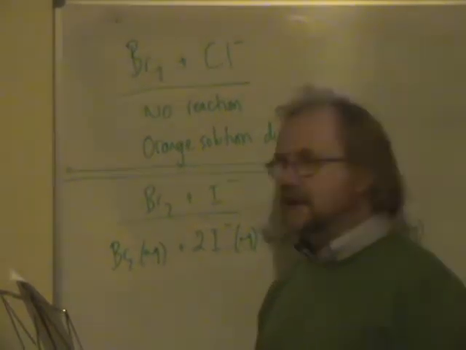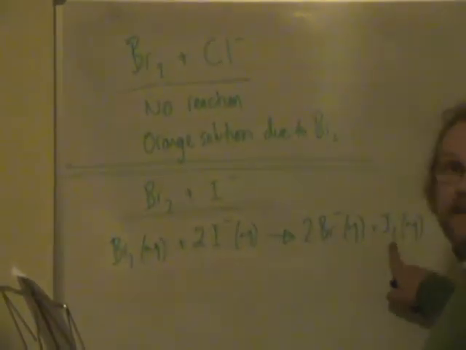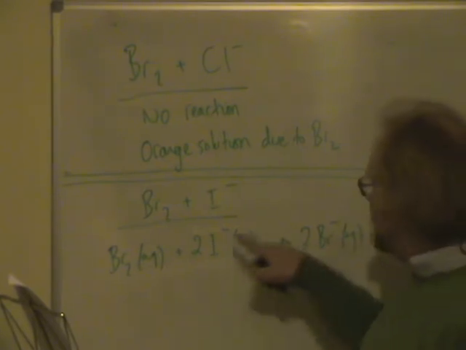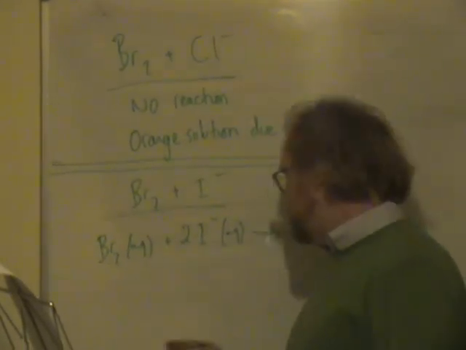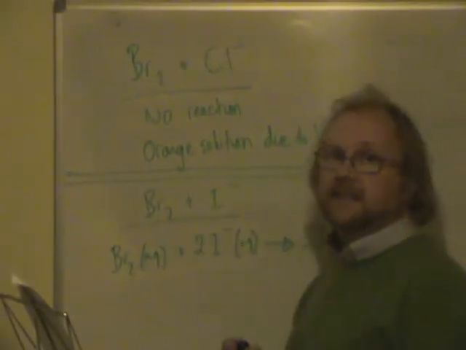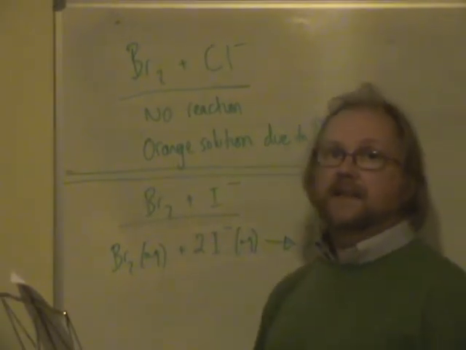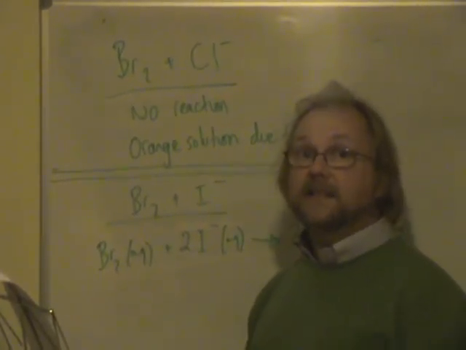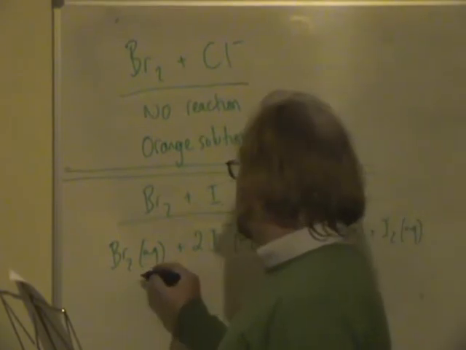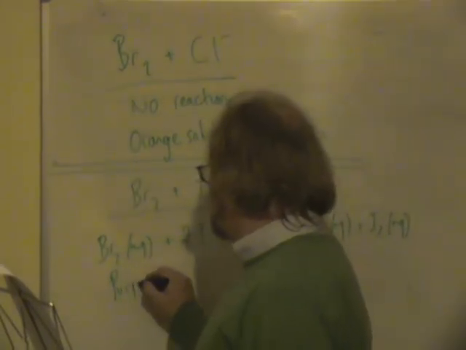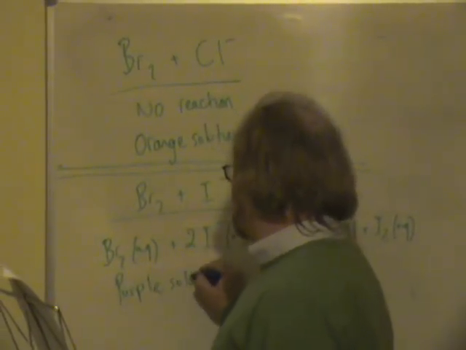The colour this time will be the colour of iodine. Okay, because the bromine has gone, it's been used up in this reaction, and what we generate is iodine. And again, you have to learn that iodine dissolved in cyclohexane is purple. Okay, so you get a purple solution due to I2.